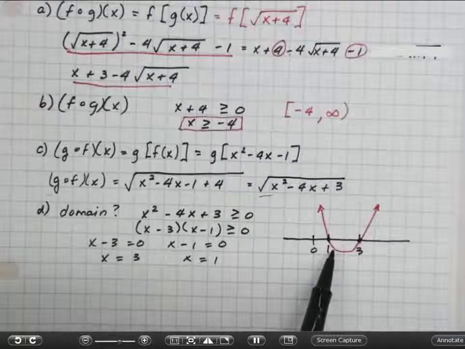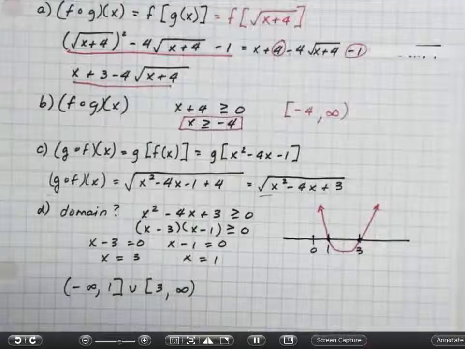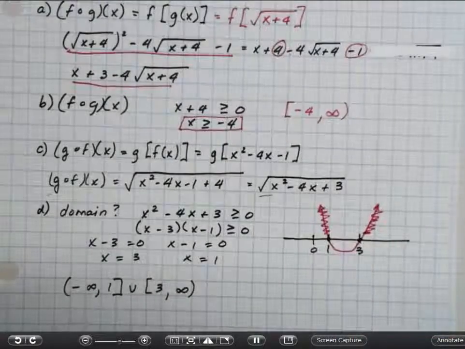So okay, negative infinity to 1. Okay, is that including 1 or not? So where is my function greater than 0? Wherever it's above the x-axis. If you wanted to do a sign diagram, you could.